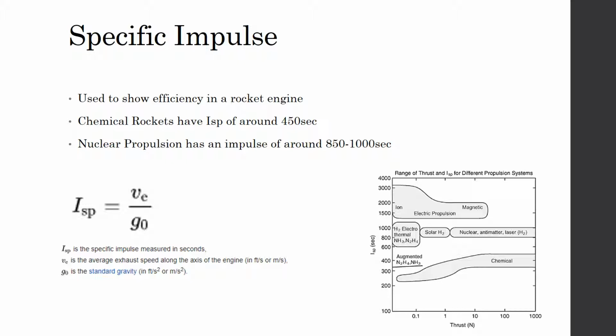So specific impulse is basically your average exhaust speed divided by the standard gravity. In layman's terms, it is the amount of push that you get per fuel that you're burning, essentially. You can see a graph over here showing the different specific impulse to the amount of thrust that you're getting, and you will notice that with nuclear, you still get a good amount of thrust with a really high specific impulse.